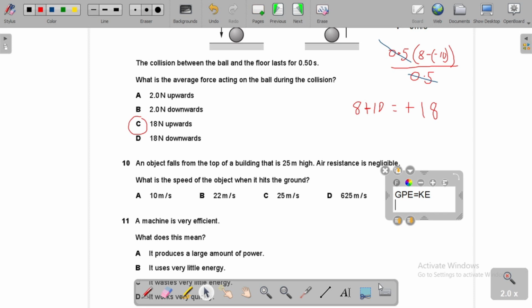What does this mean? It means mgh, the formula for gravitational potential energy, is half mv squared. So m can cancel m here. We now have gh equals one half v squared. What are we calculating? The speed. So we have 2gh equal to v squared.